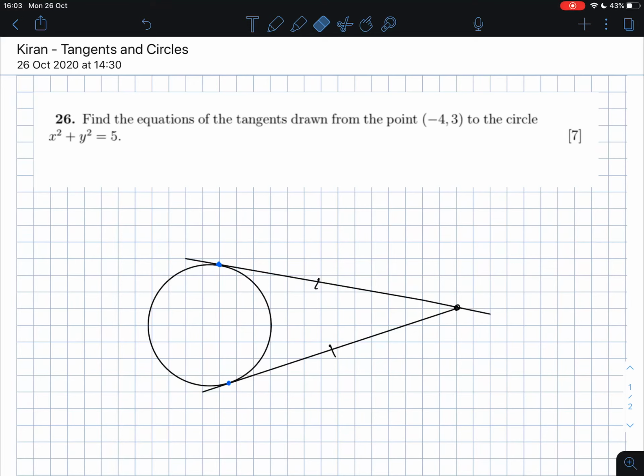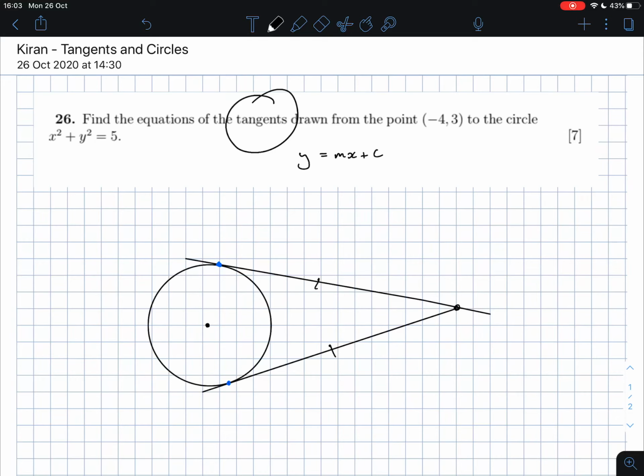So there's a few ways you can maybe go about it, but there's definitely an easy way that I'm going to use anyway. Basically it's this idea that if I've got an equation of a tangent, then I know that that is y equals mx plus c. And from the diagram below here we can see that there are two possibilities. So there are two different gradients, and therefore there are going to be two different y-intercepts.